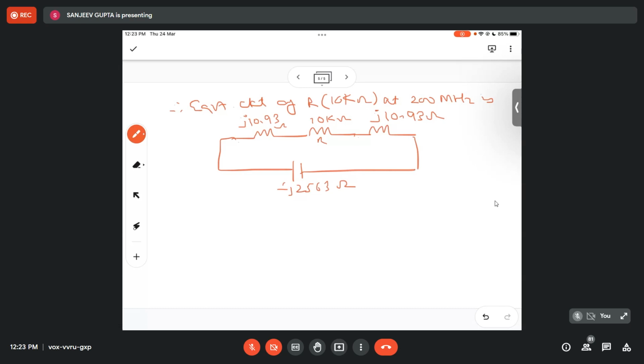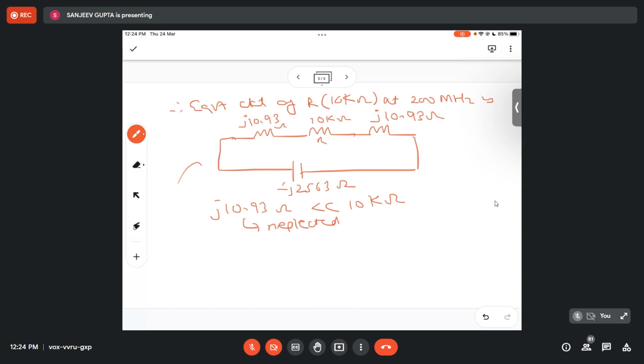Now we have to solve it. So what we do here, your j10.93 ohms is much less than 10 kilo ohms, 10,000 ohms. So we can neglect this side. That means 10 ohms is very small as compared to 10,000 ohms. So just neglect it.